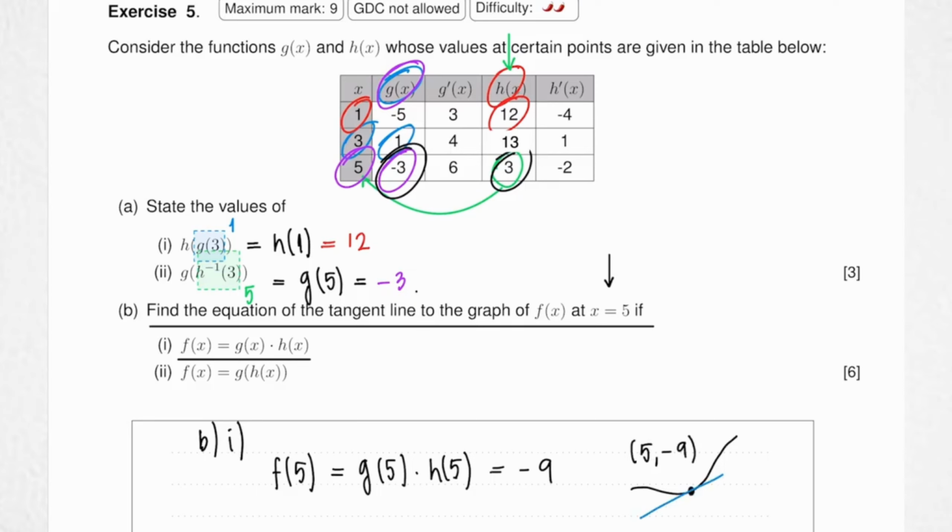Now we know that this function crosses the point (5, negative 9). And in order to find the tangent to that curve at that point, we not only need the point itself, which we have already, but also the slope of this tangent line. And to find the slope, we need to find the derivative of f. Given that f is a product between g and h, we need to use the product rule for that. So let's apply the product rule for f of x first.